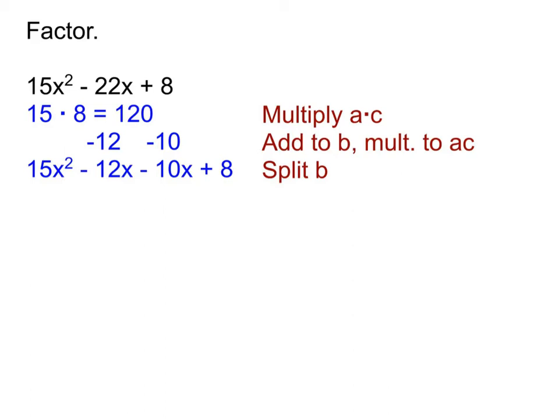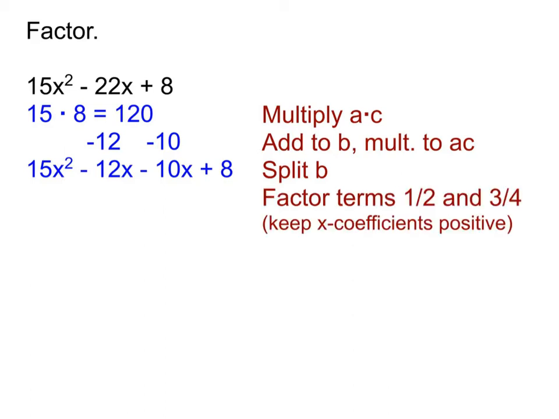All right, from there, this is now where you do the factoring, where you're just going to factor the first two terms, and then you're going to factor the last two terms. So factor out of each of those, and again notice we need to keep the x coefficients positive. So you might have to factor out a negative here in order to make that happen.